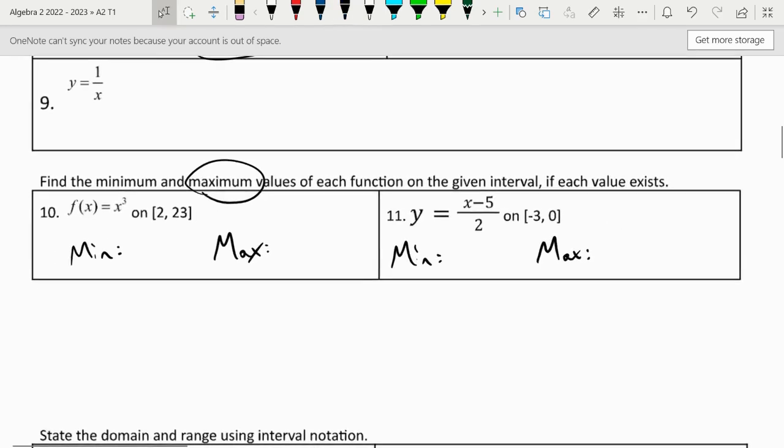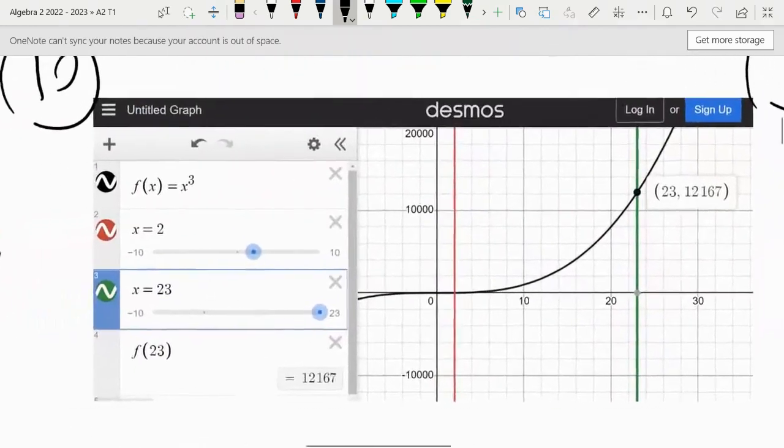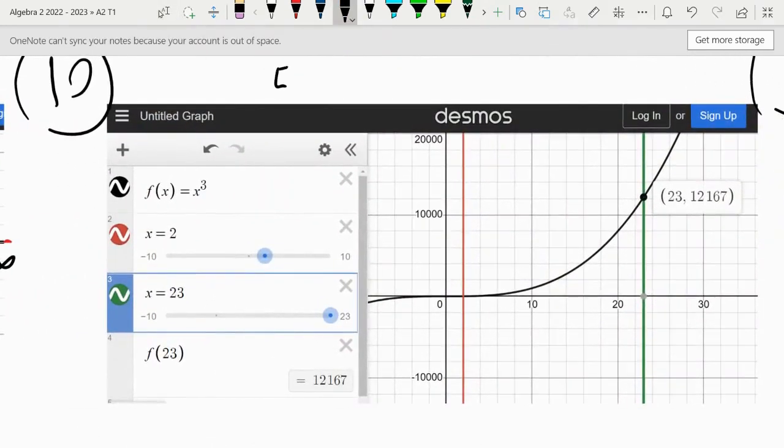So if we take a look at these graphs on Desmos, between these intervals, remember that the interval is your x values, your inputs. So when I go graph this on Desmos, I'll show you what I mean. Number 10, okay, my interval was between 2 and 23. So I typed in x equals 2 and x equals 23. And these gave me these two red and green lines, and these are my boundaries.